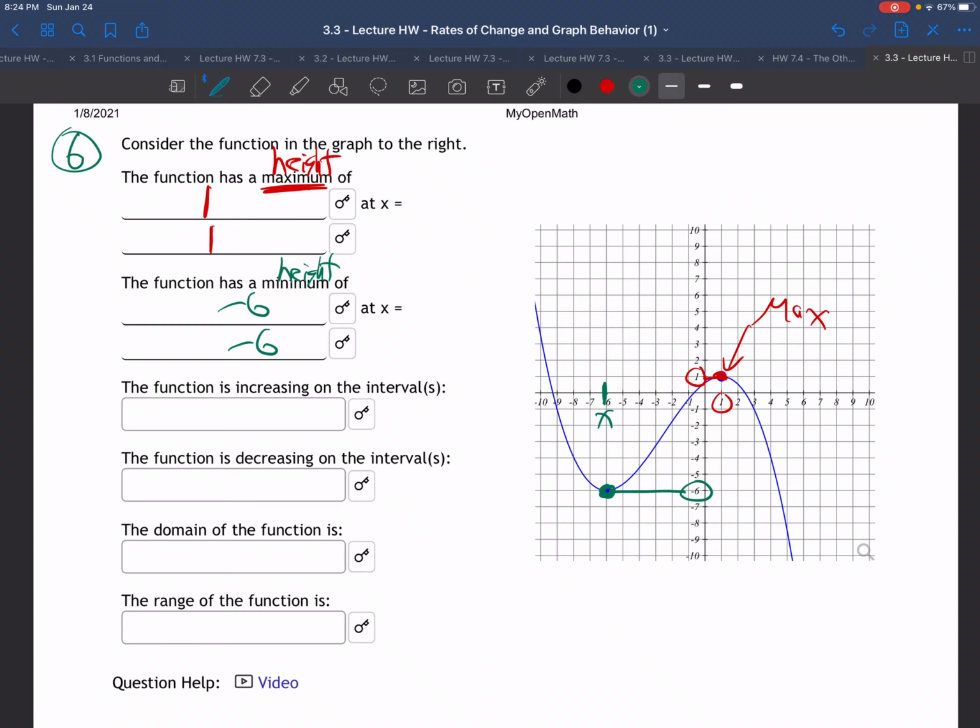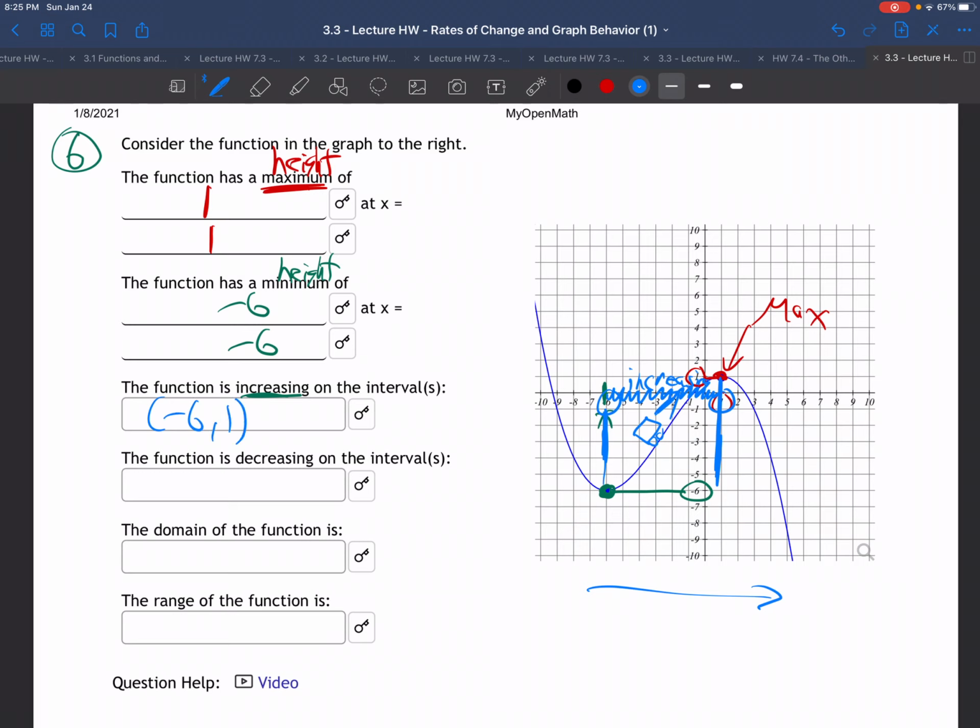All right. And then the function is increasing. So where's that function going? Imagine if you're riding a roller coaster. You would be going up in this middle section. And we always go from left to right when we think about graph movement. So you'd be going up from this x value here all the way to this x value here. In this whole interval, you would be increasing, right? From -6 to +1.